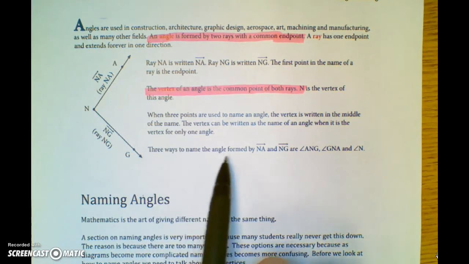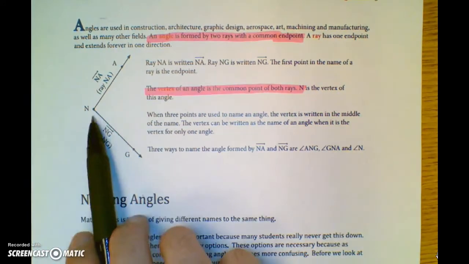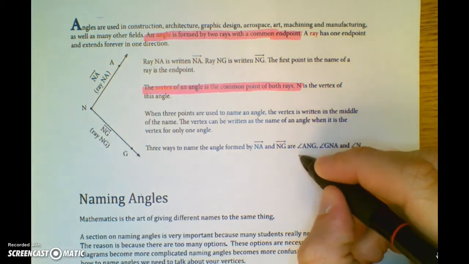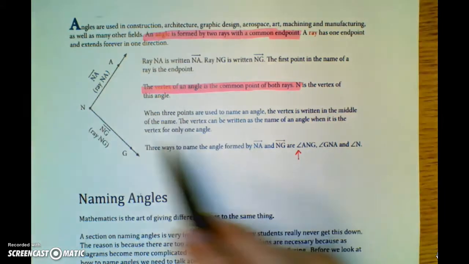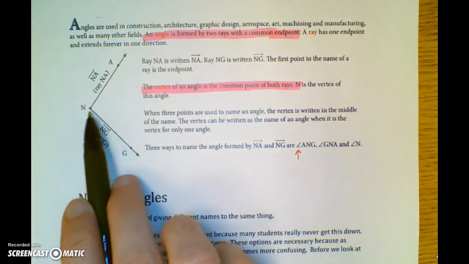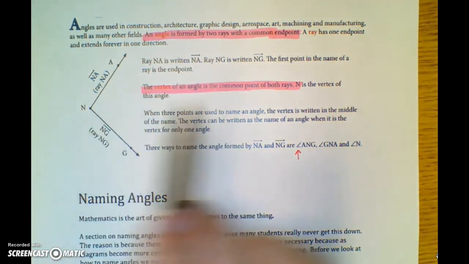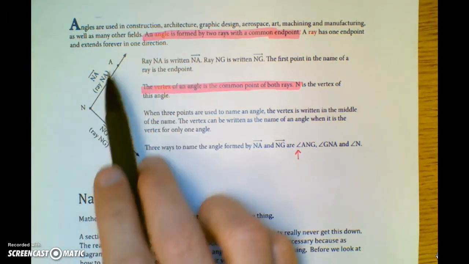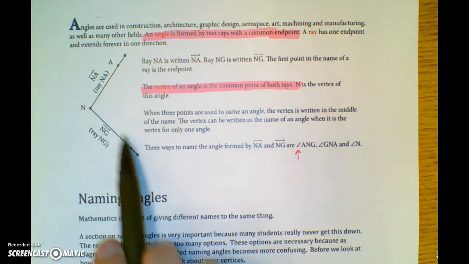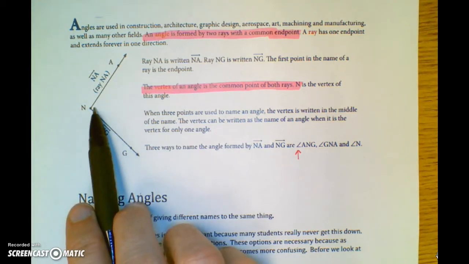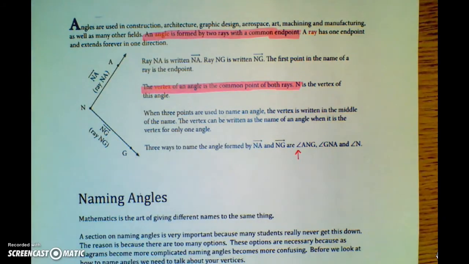3 ways to name the angle formed by ray NA and ray NG are angle, and this symbol right here means angle, so I say angle when I see it. Angle ANG. Notice the vertex letter in the middle. Angle GNA, and then lastly angle N, because this is only one angle that we can name using the vertex. So let's look at some of the rules for naming angles. That's what you're going to practice today.